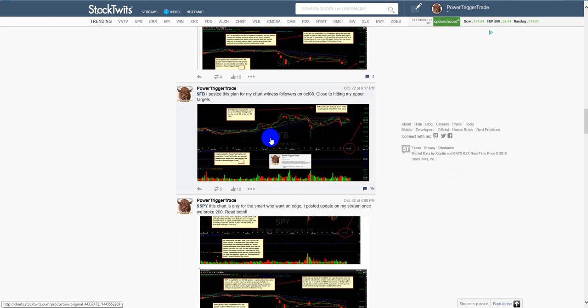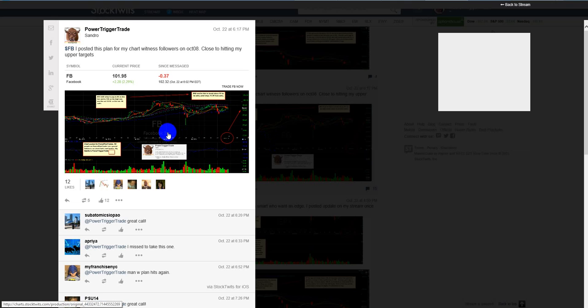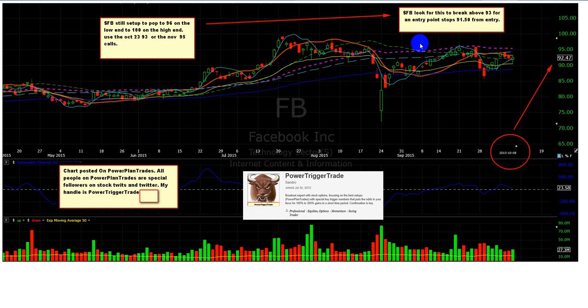And then again, here's the Facebook trade as well. Some services are going crazy about how correct they were, but they didn't get in at these price levels. Based on the SPY action, this was more of a longer term thing. I gave the instructions, look for it to break. And then I talked, and here's the low. This is above my targets already.